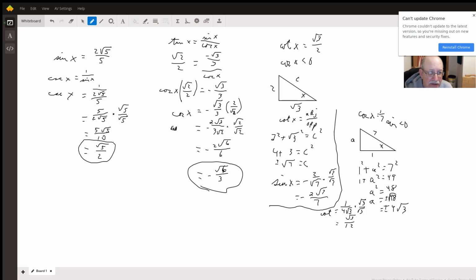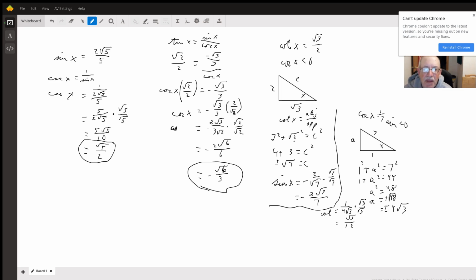Also, a quicker way to do this, if the sine is 2 square root of 5 over 5, that's the same thing as 2 over the square root of 5. So we could have just flipped 2 over the square root of 5 over and got square root of 5 over 2.